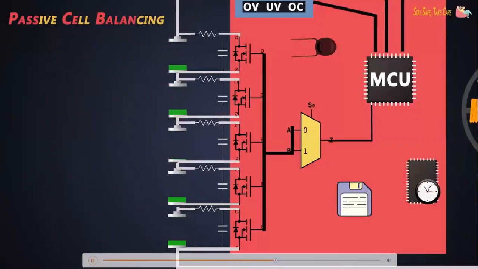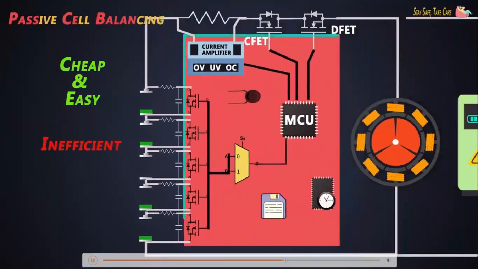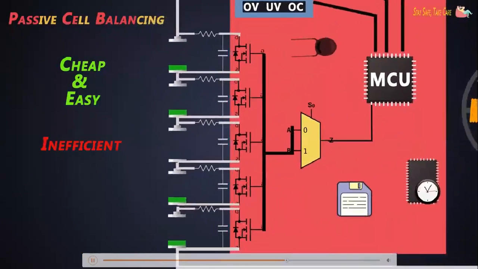But this method is not very useful. The weaker cell may reach its minimum cutoff voltage earlier than the other cells. It is also not very efficient, because electrical energy is dissipated as heat and there are switching losses. Another drawback is that the entire discharge current flows through the MOSFET, which is mostly built into the controller IC, and hence the discharge current is limited to the IC's limit, which increases the discharging time.